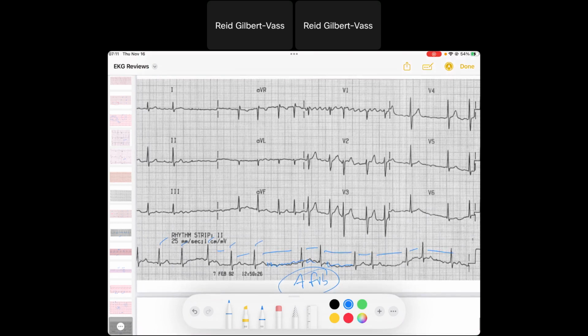Well, the QRSs are narrow, so I know if they're narrow that they're being conducted down the AV node through the His-Purkinje system into the ventricles, and so our QRS is going to be quick and narrow. And so I can infer because of that that this is likely an arrhythmia that's arising from the atria, and I don't see any good atrial signal, and so this would be AFib.